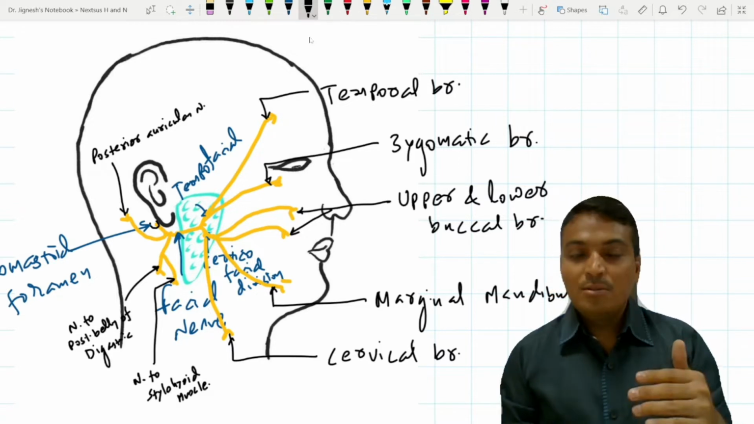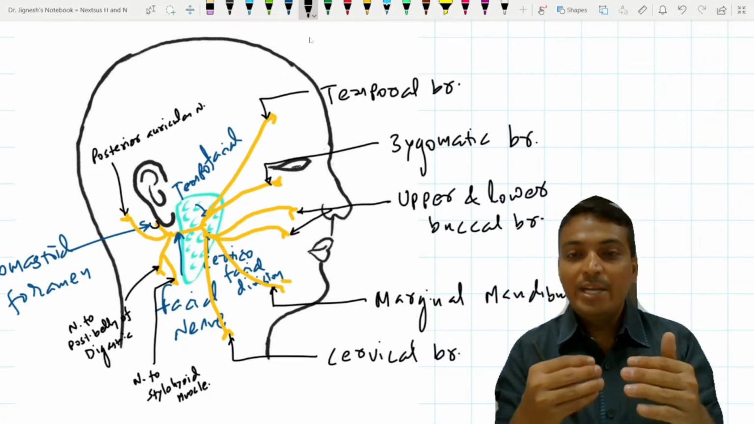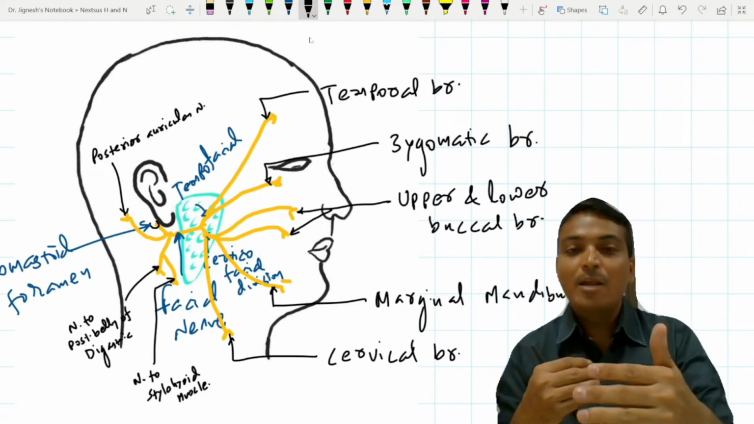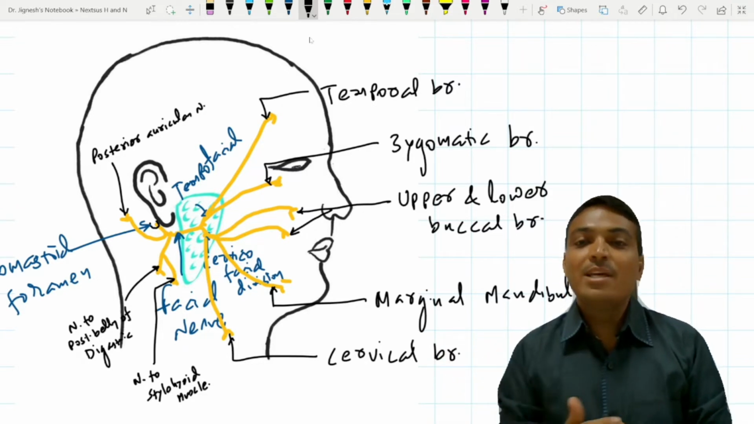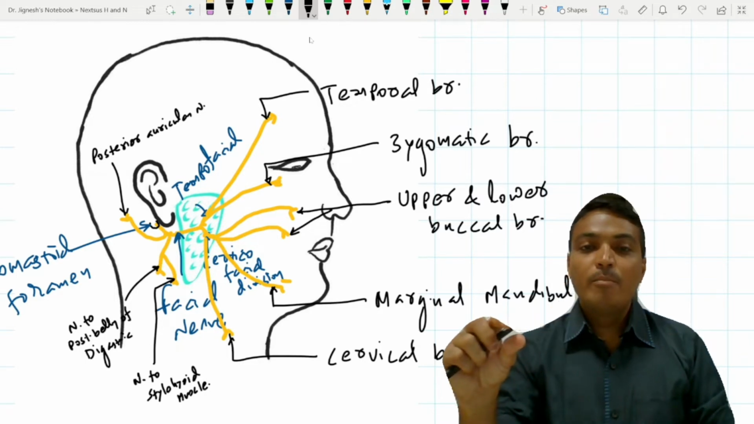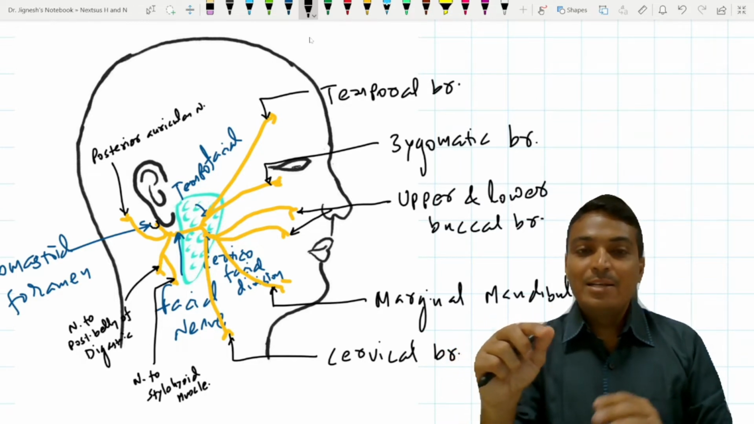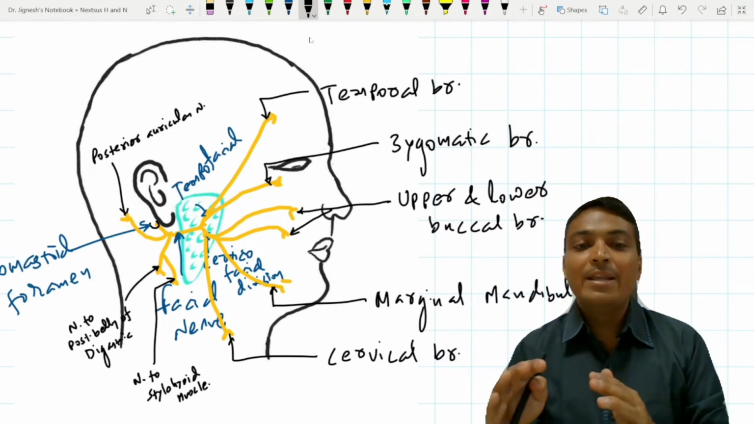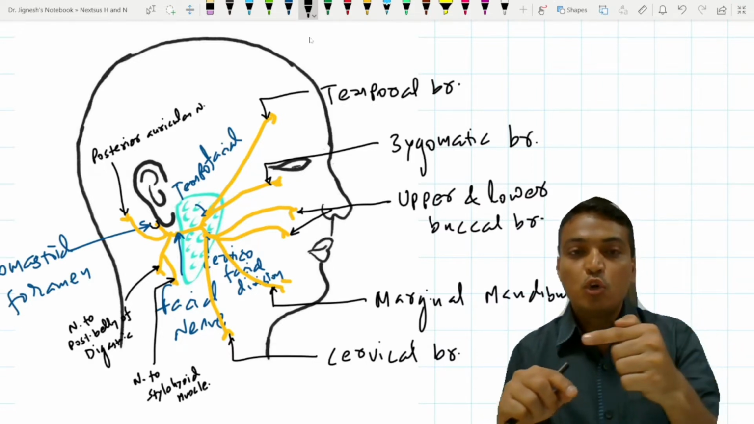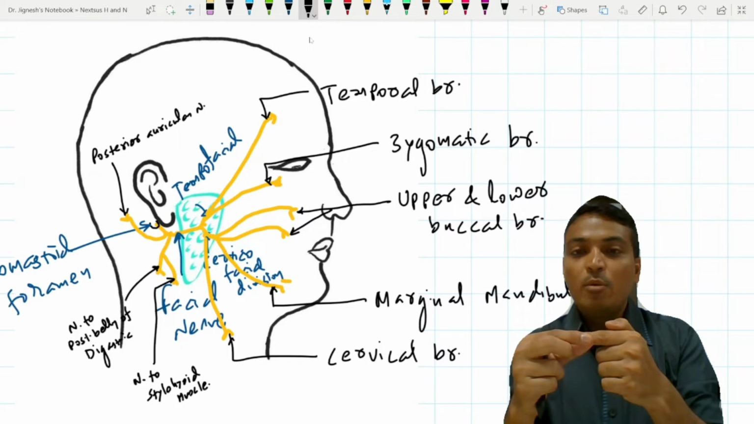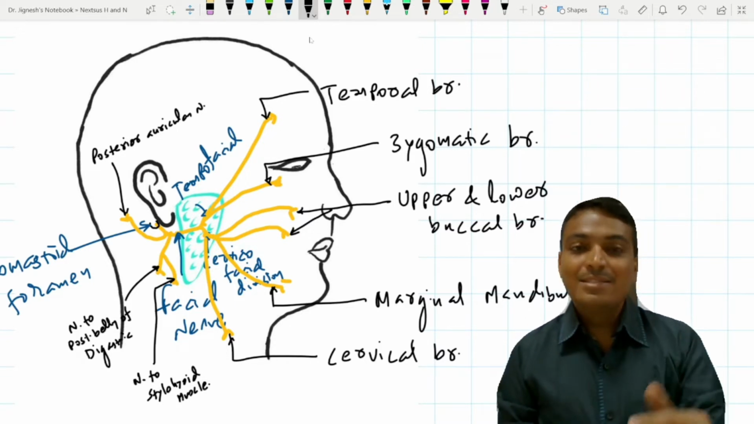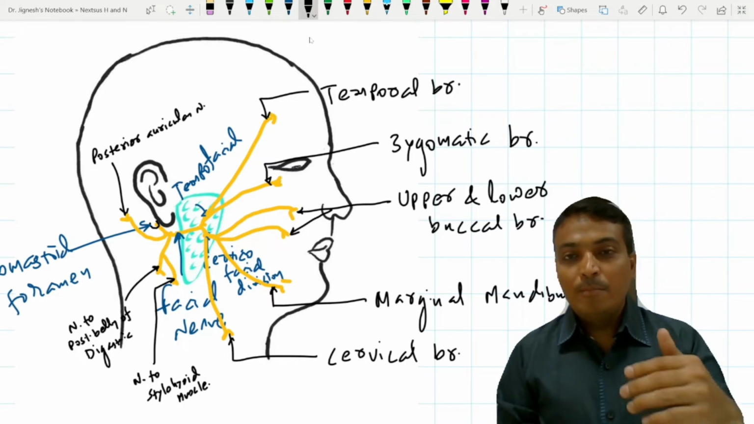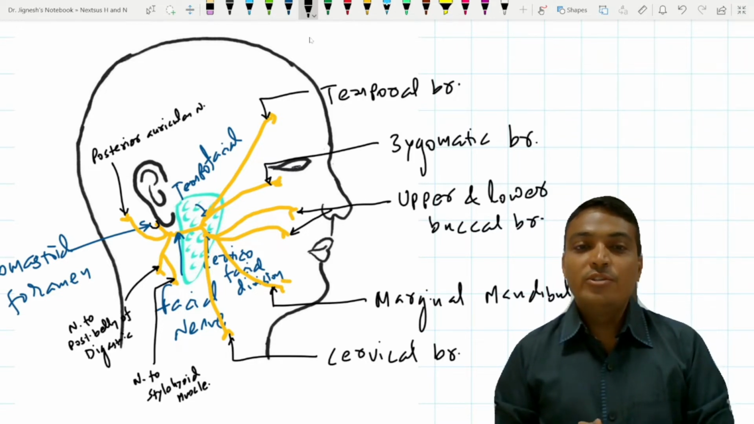buccal branches, marginal mandibular branch, and the cervical branch. So this parotid gland is going to be divided into superficial part and the deep part by this facial nerve mainly, and just deep to the facial nerve we find the retromandibular vein. So the plane that is formed within the parotid gland is called the faciovenous plane, that is formed by the horizontal course of the facial nerve and the retromandibular vein, which is situated just deep to it. We have already mentioned this in the previous lectures of the parotid region.